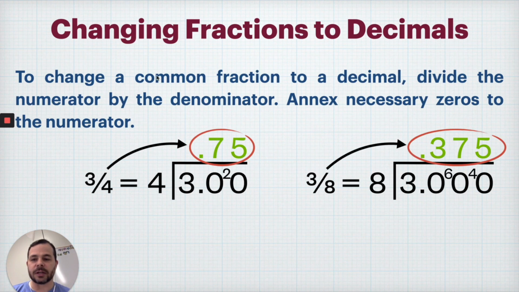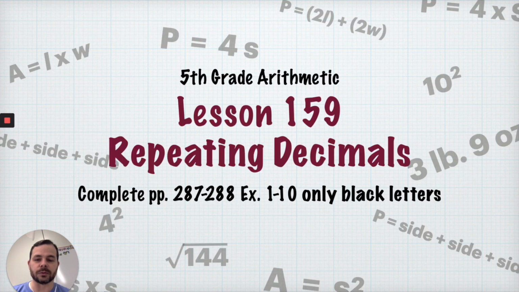Right? And then to change a common fraction to a decimal, divide the numerator by the denominator, annex necessary zeros to the numerator. And here's 3/4 is going to be 0.75, 3/8, 0.375. And there's some ones that you need to remember. So you need to round off those decimals on section 3. Section 4, round to the nearest hundredths, and then thousandths on section 5. On 6, round to the nearest whole number. So you need to look at the tenths place, and that is going to determine the ones place.